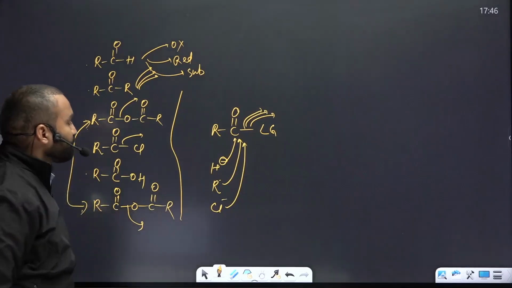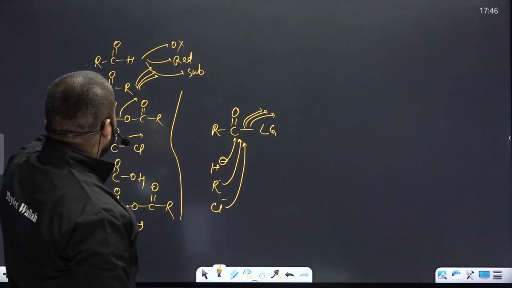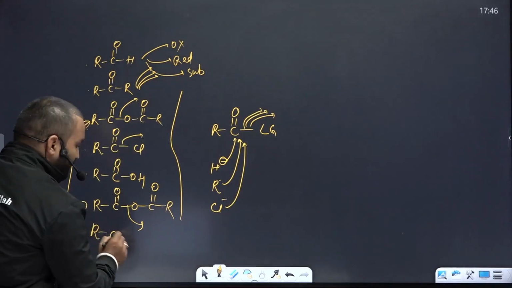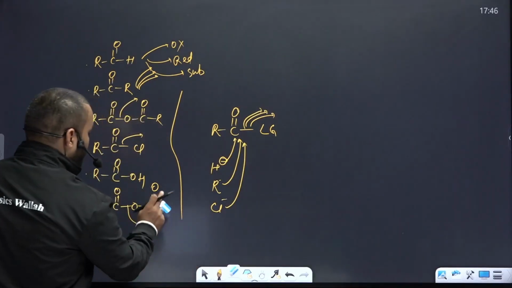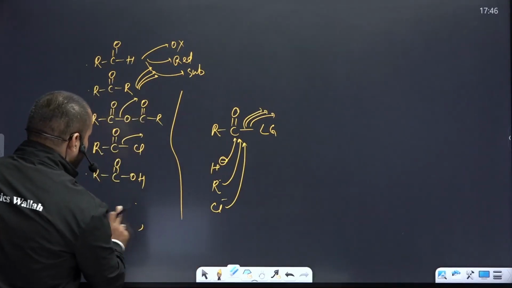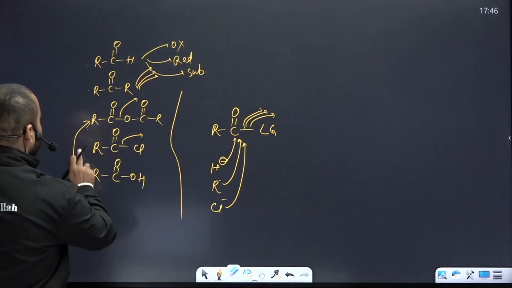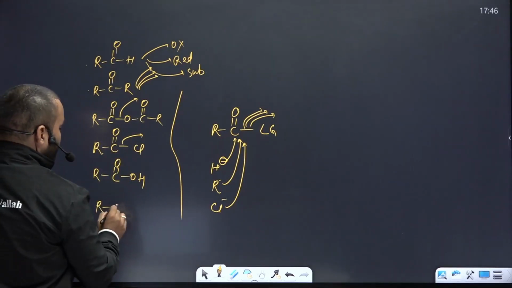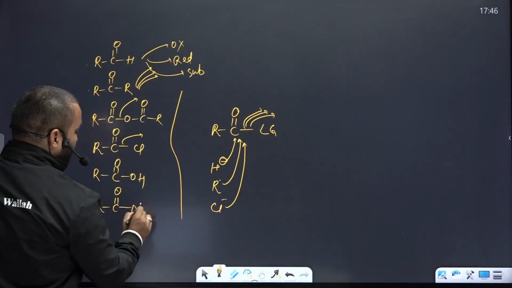Don't mind. So aldehyde, ketone, ester, amide. Amide is listed. Amide. That's what I was thinking. Something is missing. Total, they have to be 6. Amide it was. R, C, double bond O, NH2.